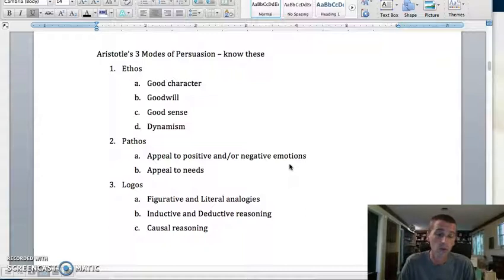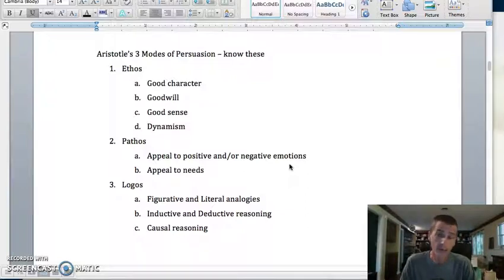So this includes the use of figurative analogies, literal analogies, inductive and deductive reasoning, and causal or cause and effect reasoning. So a figurative analogy is simply a metaphor. Okay, it compares two dissimilar things and finds a recognizable similarity. So it's finding a common link between two otherwise dissimilar things.